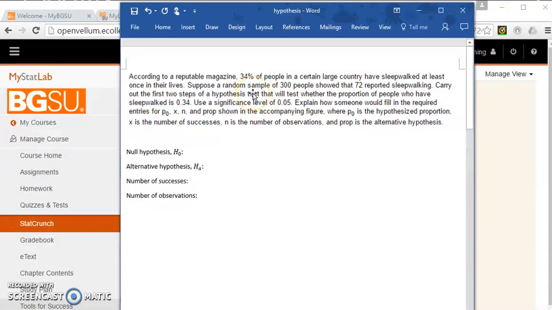Well, in fact, we're going to do the whole hypothesis test here. That will test whether the proportion of people who have sleepwalked is 34%. So from this sentence, we can now write our null hypothesis. Our null hypothesis is with no change, stay the same. So right here, the proportion of people who have sleepwalked stays the same. That's going to be 34%. So the null hypothesis will be P equals 34%, or you can put 0.34.